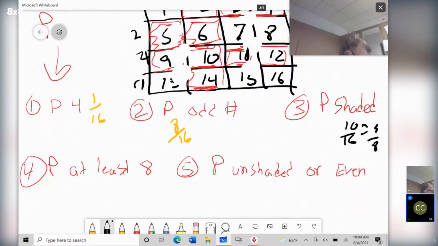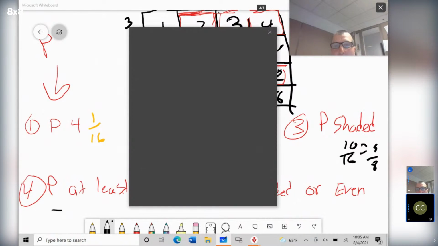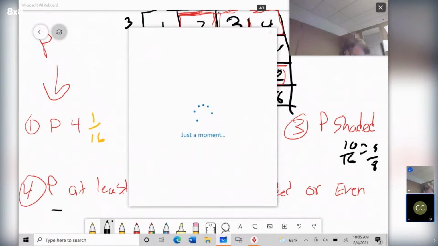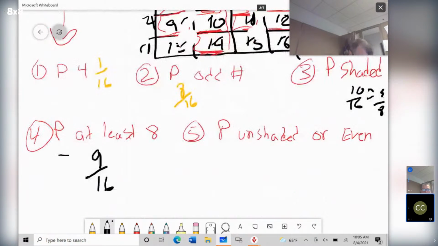So number 4 here, what's the probability of getting a number of at least 8? At least. So that includes 8. So that would be 1, 2, 3, 4, 5, 6, 7, 8, 9. Because 9 of these numbers are 8 and higher. So that one would be 9 over 16.